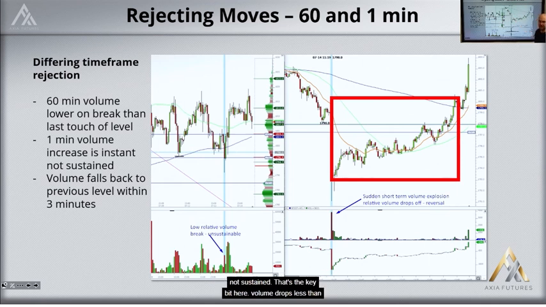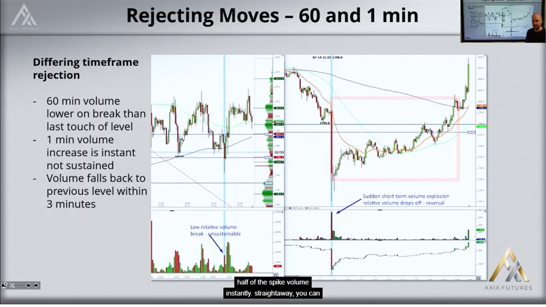It's not sustained. That's the key bit here. Volume drops to less than half of the spike volume instantly. Straight away, you can see that this isn't being sustained. This is just a fallback of volume. And as such, that's a good indication that this move is over. So that's one way to see the end of a move.